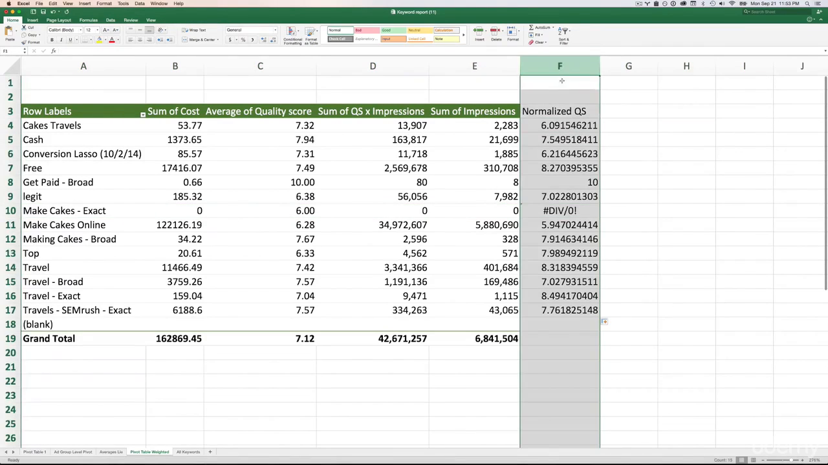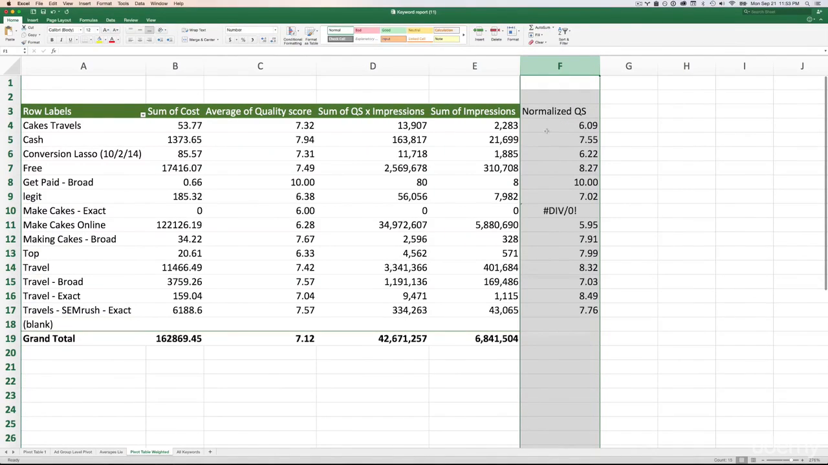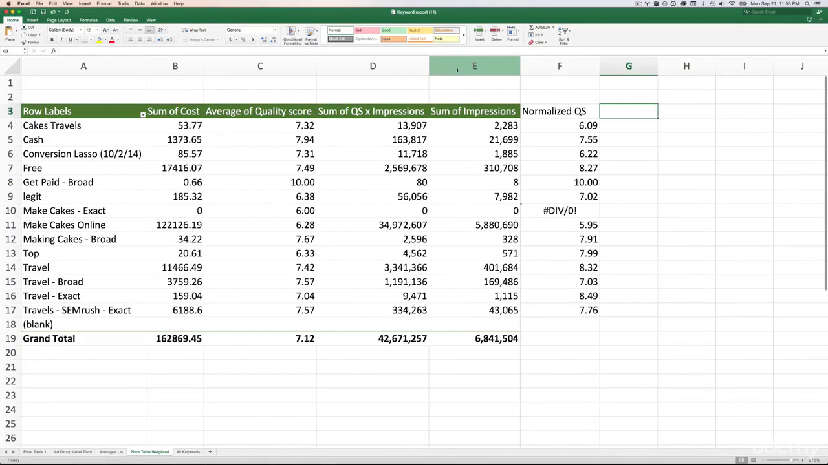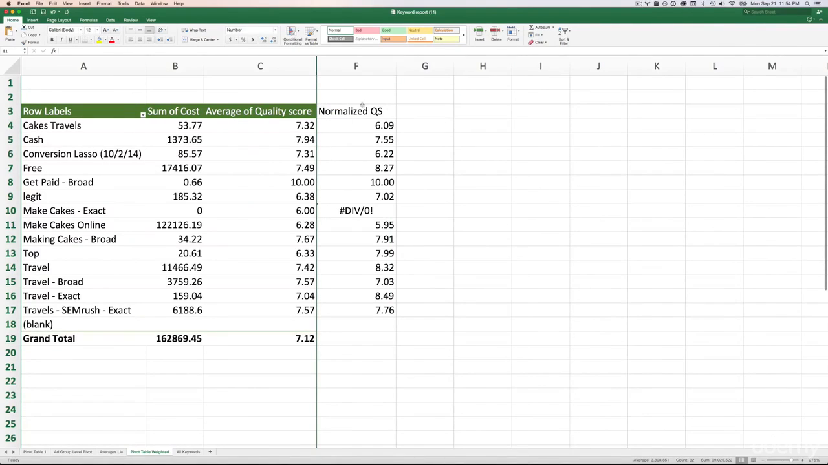I'm going to make this just 2 decimal places like the other one by formatting the cells, number, and now I'll be able to pair this up with my original average quality score. So I could select columns D and E because I don't need them anymore, which is sum of quality score times impressions, and the sum of impressions, just hide those for now. And I can now get a very nice clear view.